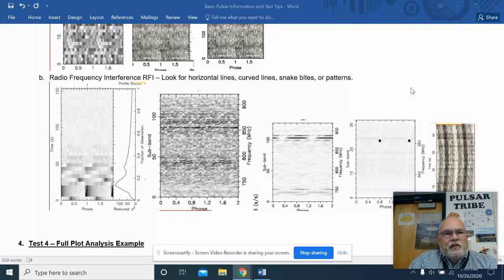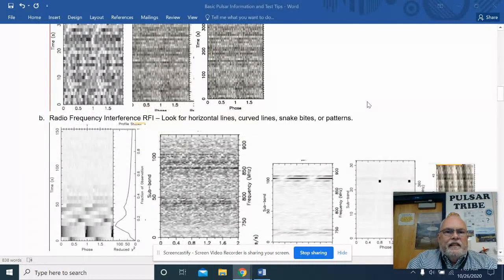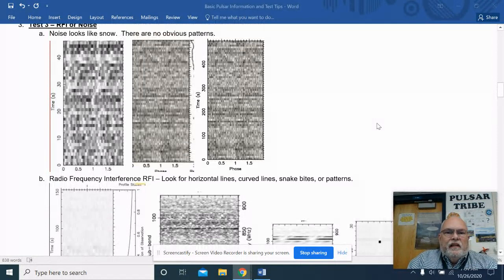Sometimes it's a judgment call, and so you just got to pick what you think it is. If you get it wrong, that's okay, because you can retake the test. So that's my little spiel about RFI and snow. If you check back to this later this week, maybe I'll make a new video. It'll have more examples in it.